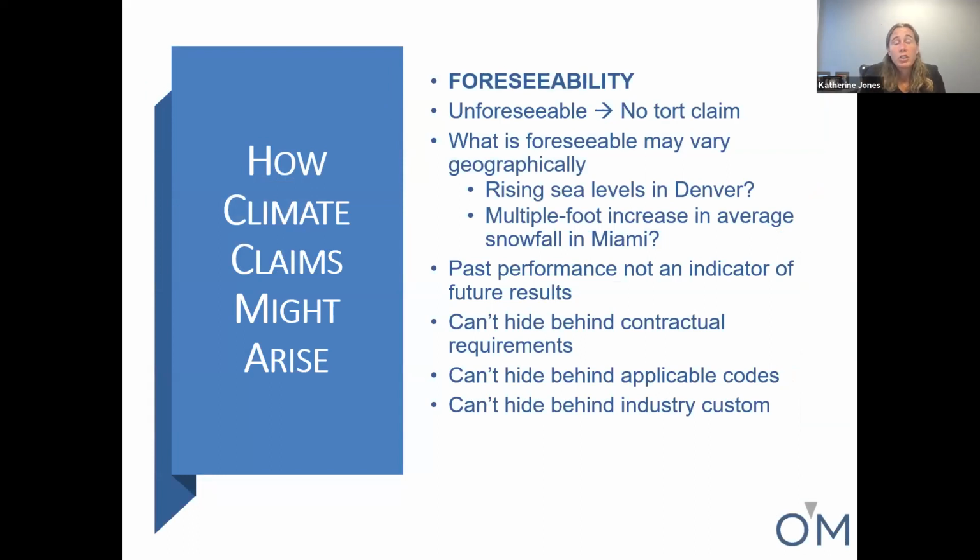How would a climate change claim arise potentially? As I've said multiple times, if it's unforeseeable, no one has a tort claim. And so what is foreseeable is going to change massively geographically. So do we have rising sea levels in Denver? Do we have a multiple foot increase in average snowfall in Miami? And again, past performance is just simply not an indicator of future results.